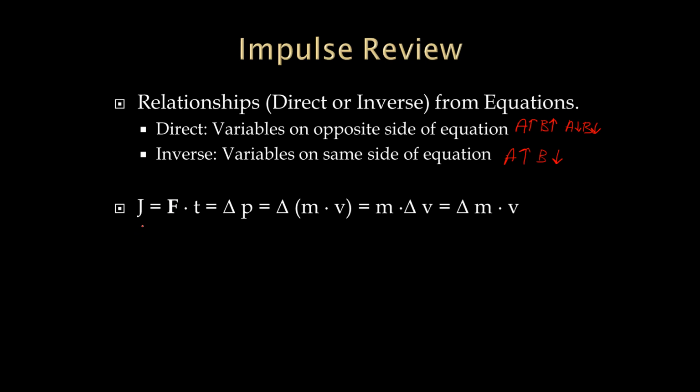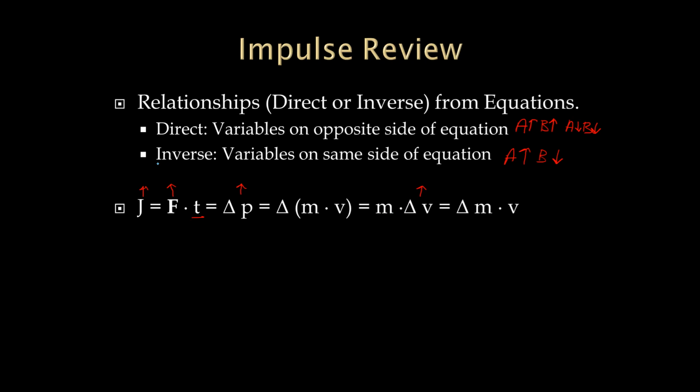Hey, let's take a look at the equation. What does that end up telling us? Let's look at things that are on opposite sides of the equal sign. So if I were to increase my force, keeping time the same, that means my impulse would increase. Could also say that my change in momentum would increase. It could say that my change in velocity would also increase.